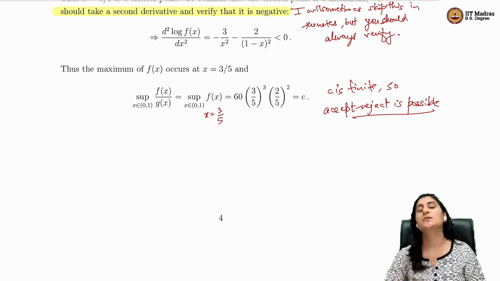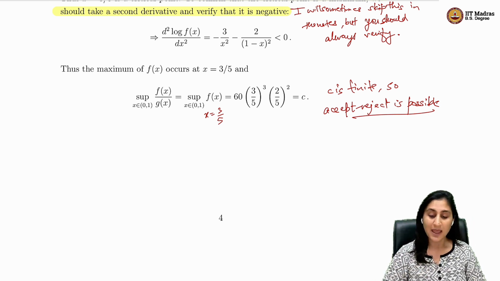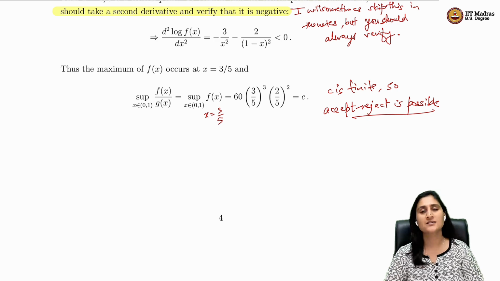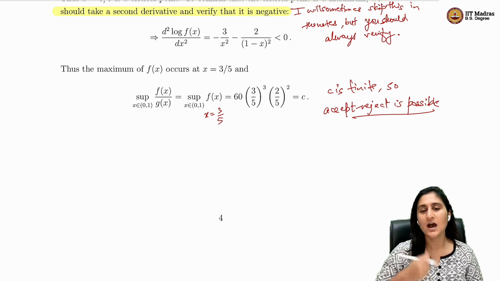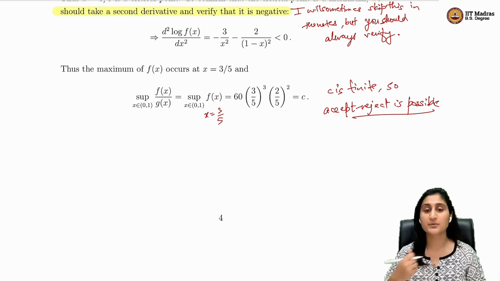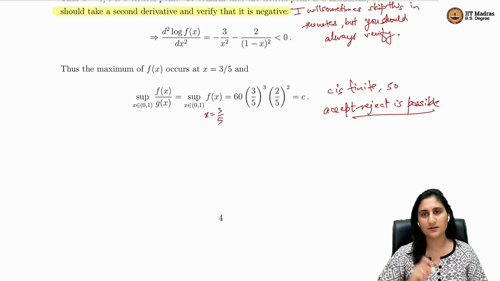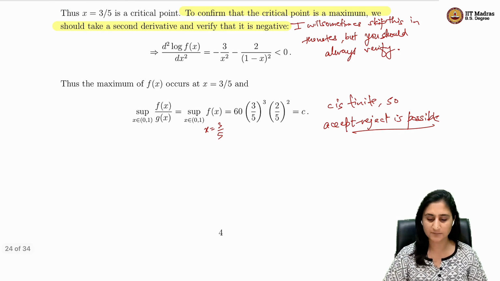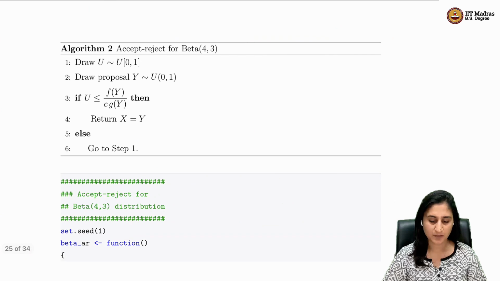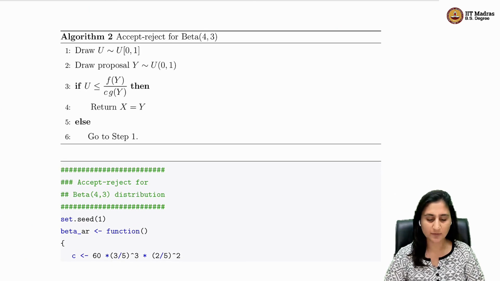Right? That's the main thing that we have actually learned. And now the value of C is going to inform us about how efficient the algorithm will be. Right? How many times would I need to propose from this in the algorithm to get one single acceptance on average? Right? That's what C informs us.